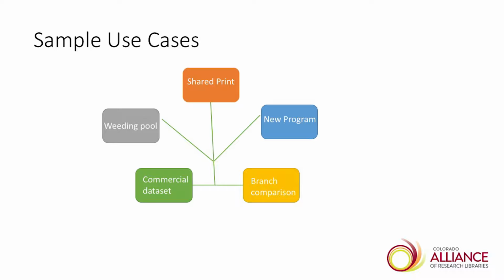And then I'm just going to cover a couple of other sample use cases. We did talk about the shared print as a way of using this tool. Another way you might use this tool is if you're thinking about starting a new program. Maybe there's a graduate program in nursing, for example, just to throw something out, and you want to look at maybe a peer library that has a strong nursing collection, and so you could limit by a call number facet, for example, and check to see what types of things they have in their nursing collection. So that might be another way of using this tool.